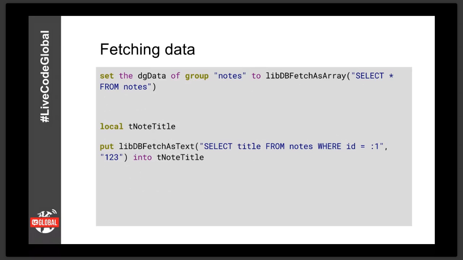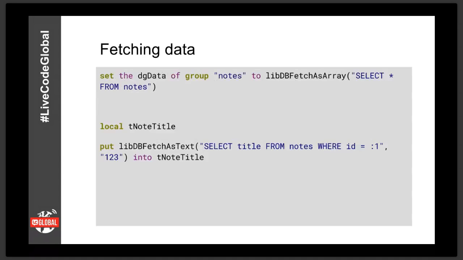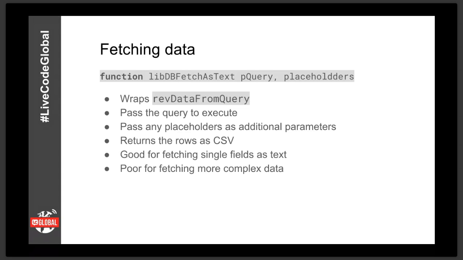Jonathan says, I use num to char 28, 29, 30, and 31 as delimiters in my DB. Works for me so far. Are there any risks to that? You can use particular values. I presume he's talking about libdb fetches text, or sorry, rev data fetch from query and returning it as text value.